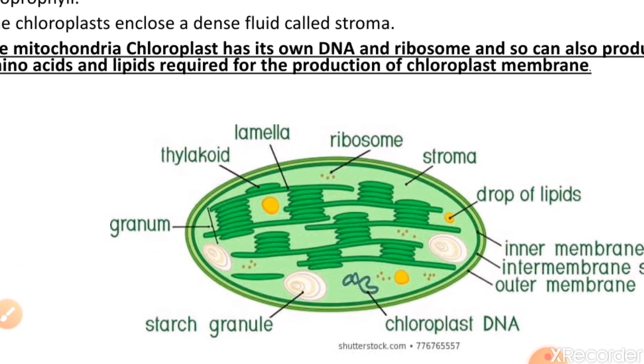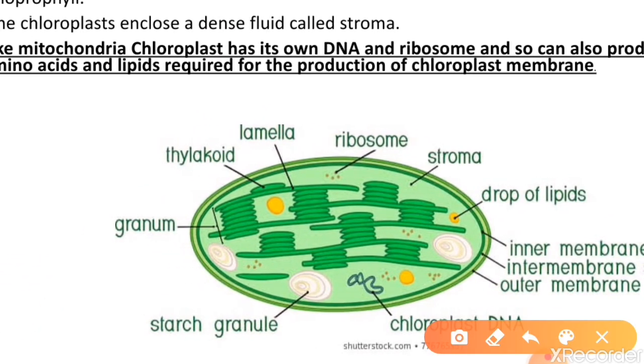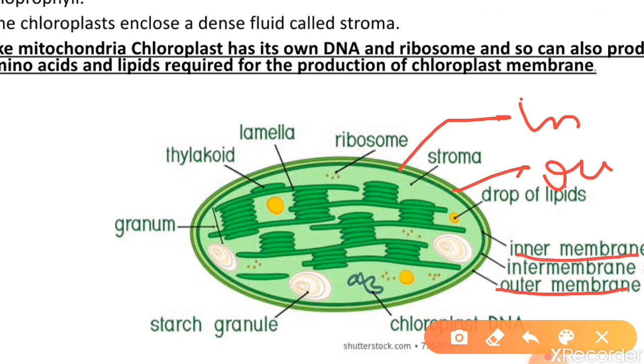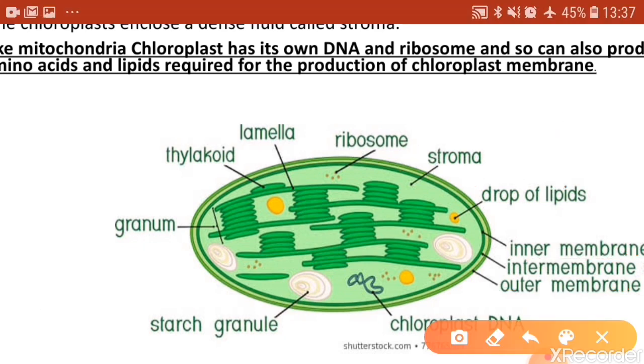Let us now study the detailed structure of a chloroplast. Like the mitochondria, the chloroplast is bounded by two membranes, the outer membrane and the inner membrane. In fact, all the plastids are bounded by two membranes. The inner membrane encloses a fluid filled region which is called the stroma.